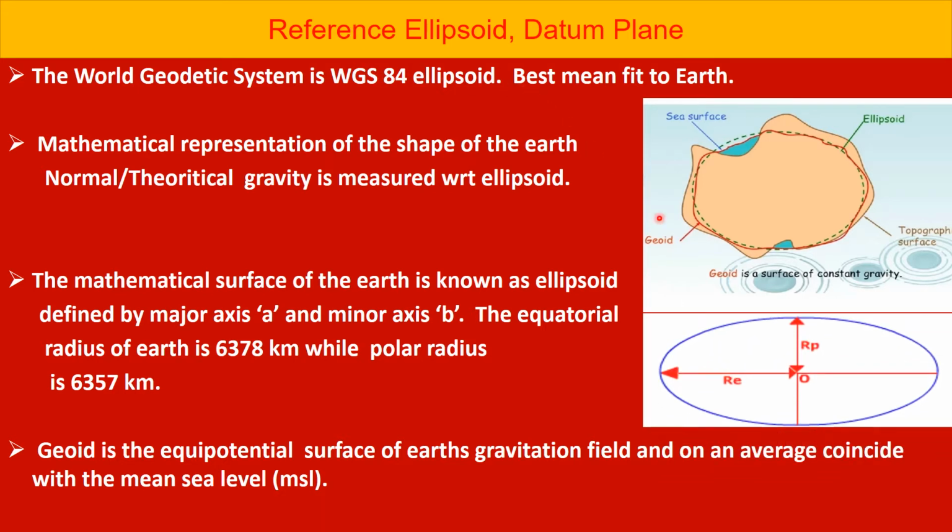You can see the equatorial radius is more and the polar radius is less. That's why at the equator the gravity acceleration is less, since the distance is more, and at the poles the gravity acceleration is more.